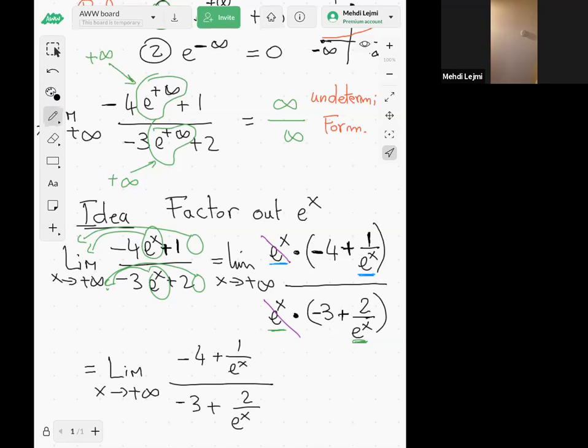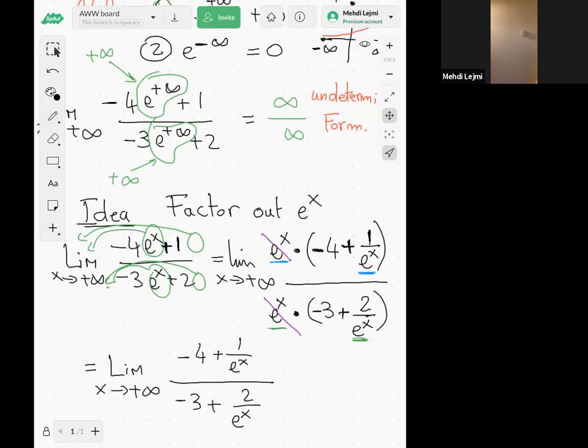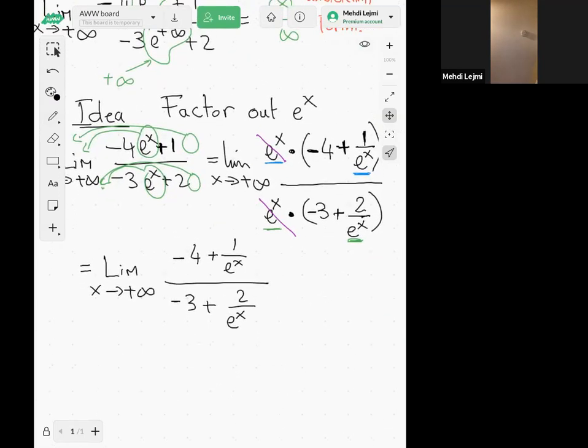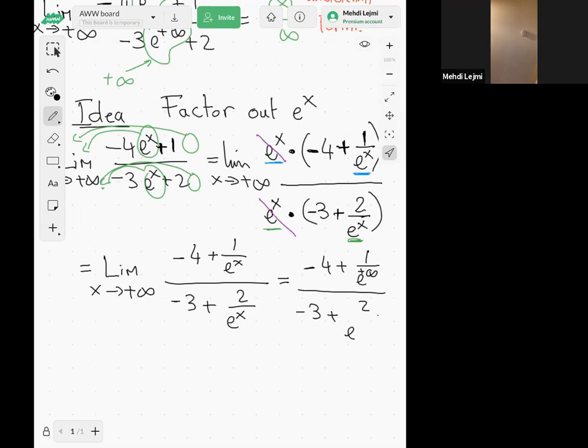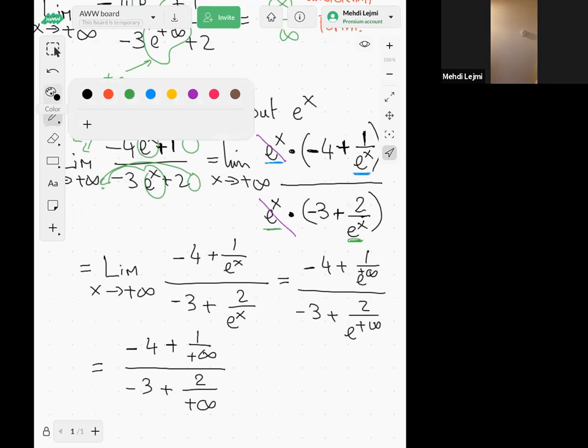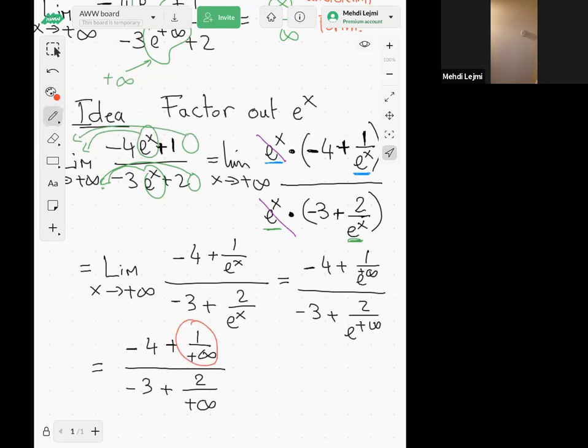Now if you replace x by infinity, this is negative four plus one over e to the positive infinity, and in the bottom, negative three plus two over e to the positive infinity. We said e to the positive infinity is positive infinity, so this is one over positive infinity over negative three plus two over positive infinity. Now, what's one over positive infinity? Remember, we said if you have a number over infinity, that would be zero.